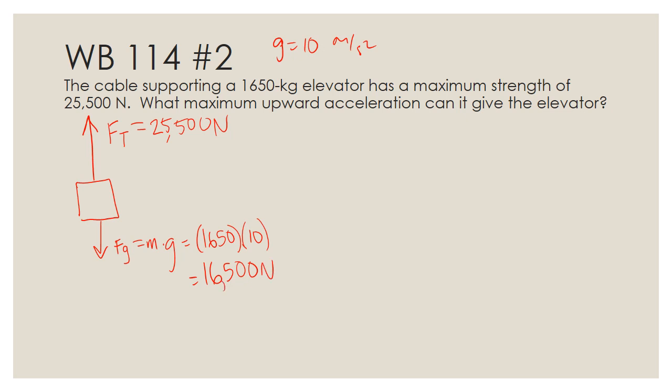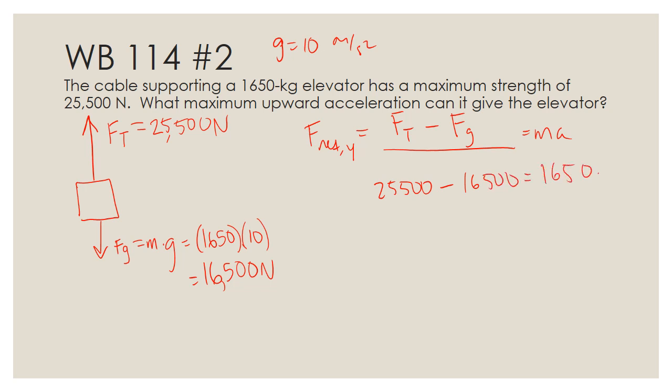Okay. What's the maximum upward acceleration? Again, we're going to push ourselves to make sure that we are writing our expression. F net, in this case in the y direction, equals ma. And I'll fill this blank in with the forces as variables. Now we can start to put in our numbers. We know 25,500 minus 16,500 equals the mass times acceleration. This becomes 9,000 equals 1650a.